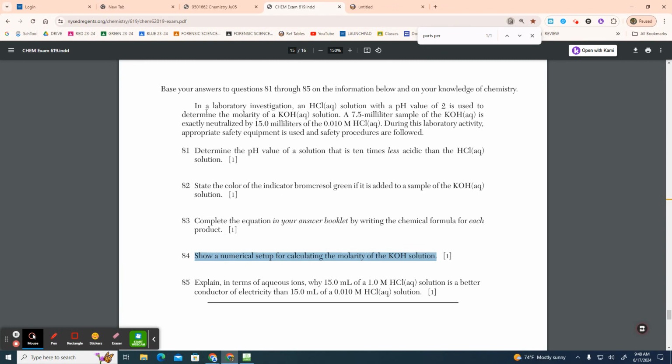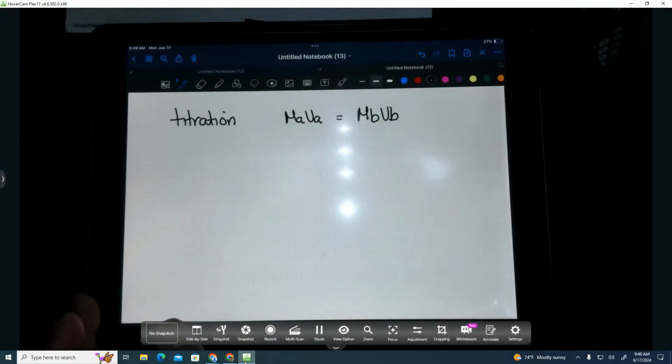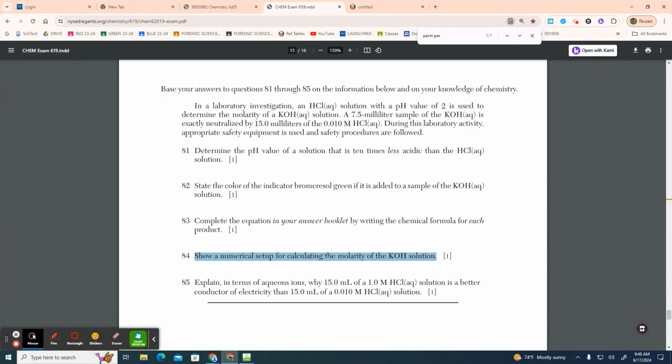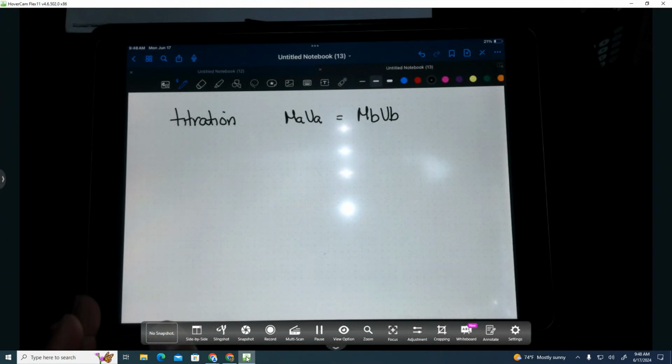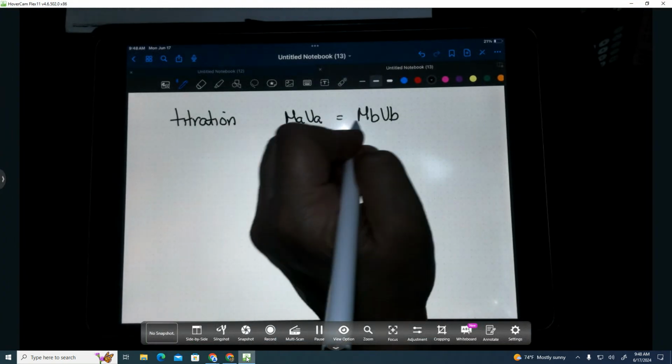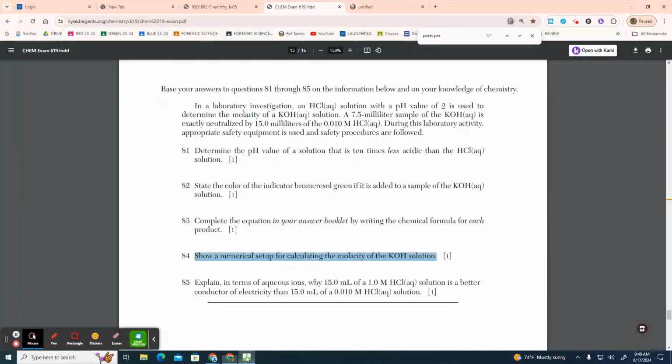You told me in the beginning of this whole titration what formula you need to use. They asked for molarity. What formula am I using? Titration, because molarity is in the titration formula.